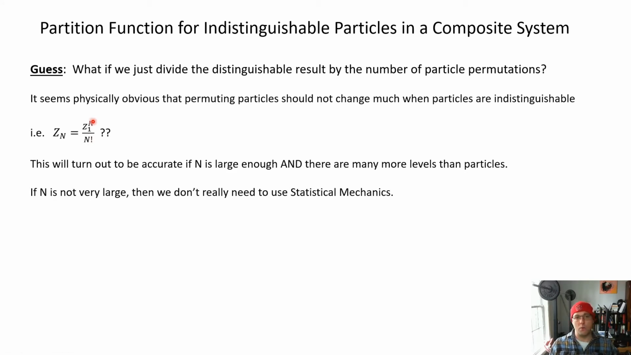But the question is, is this quantitatively correct as a formula? And the answer is, if n is large enough, and there are many more quantum levels than you have particles to put inside the levels, this formula will be very, very accurate. So once again, if n is not very large, then we don't really need to use StatMech. And the second thing, if you have a large number of particles compared to the number of levels, you actually have to be much more careful about quantum statistics, and that will be the topic for Chapter 7 primarily.